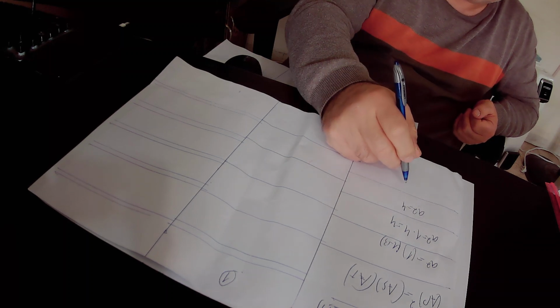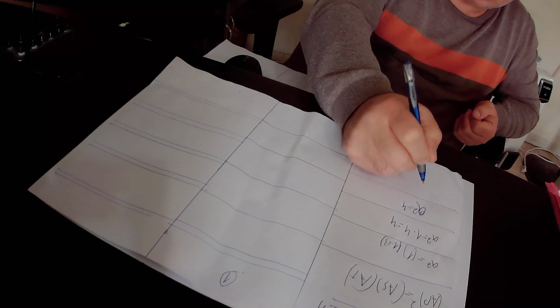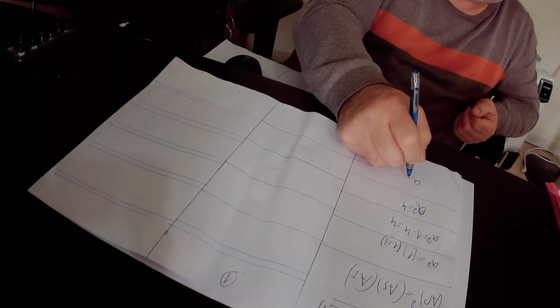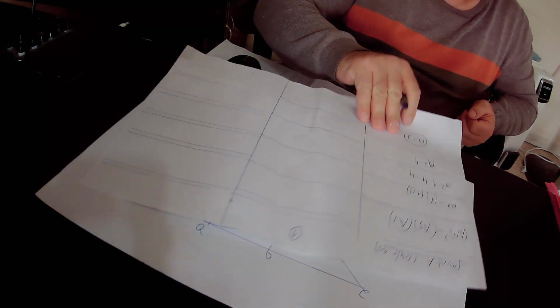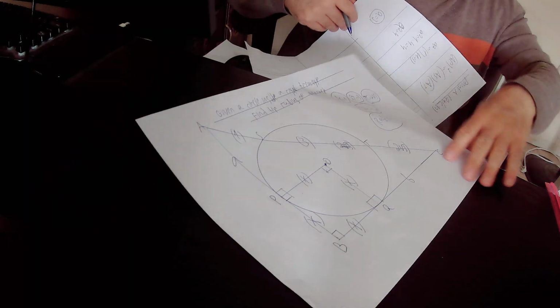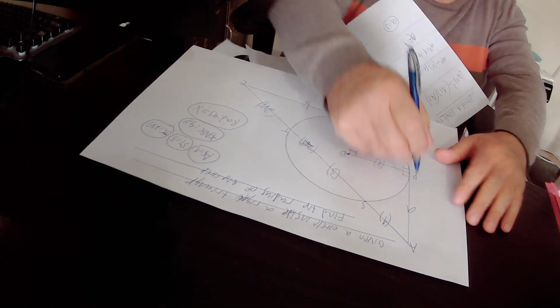Here we take the square root of this equation, and finally we get that a equals the square root of 4, that is 2. So a equals 2 units in length. Note it down on the drawing, that a equals 2 units in length.